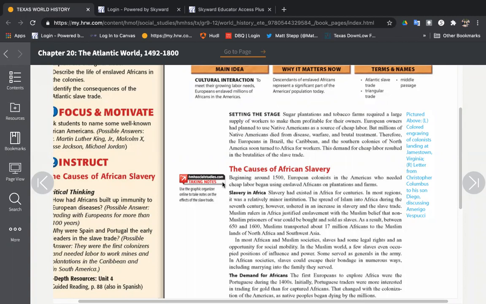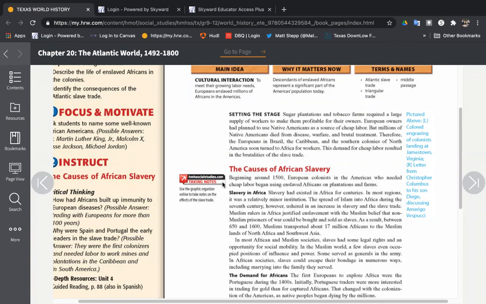So the first question: what was the history of slavery before 1492? What would your answer be on that? That was a normal part of society. Slavery was part of normal society and existed all over the world before 1492.